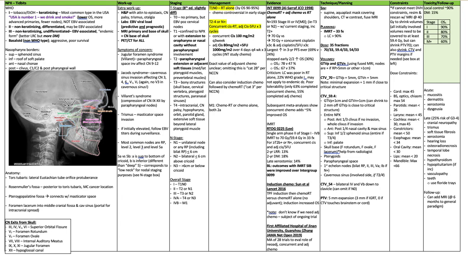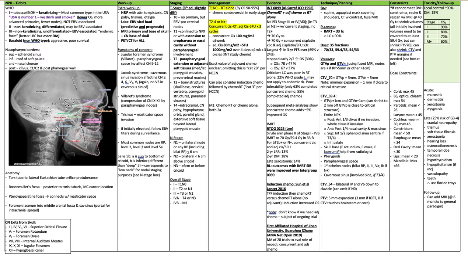Nasopharynx tidbits. So first, WHO classification. WHO grade 1 is generally caused by tobacco and alcohol use. It's keratinizing. It is the most common type in the United States, so the way to remember this is USA is number 1 because we drink and smoke.